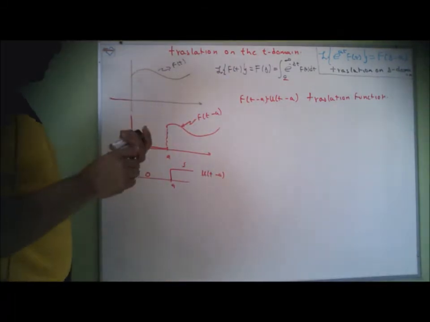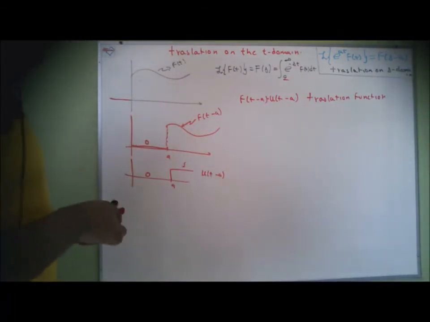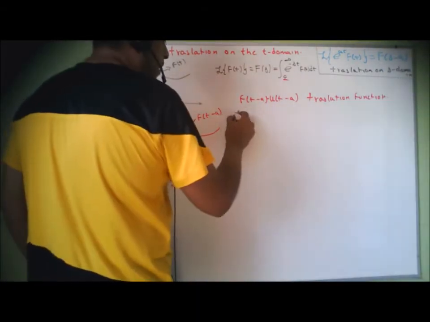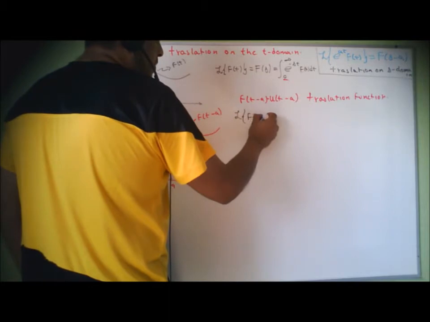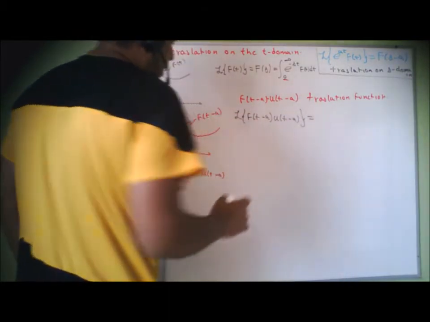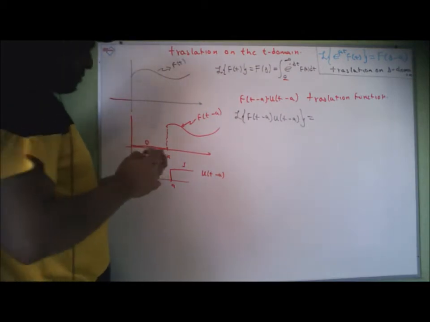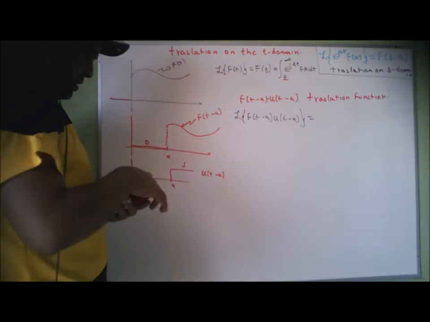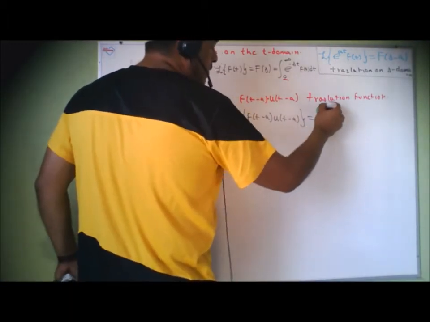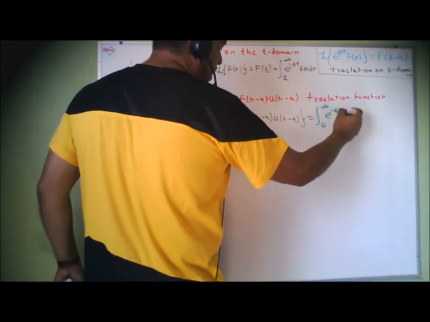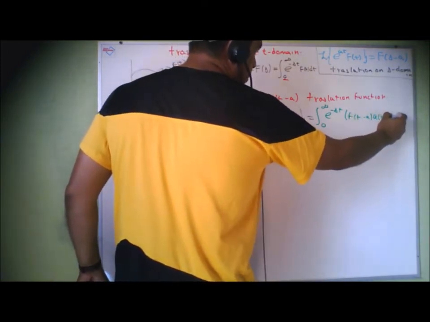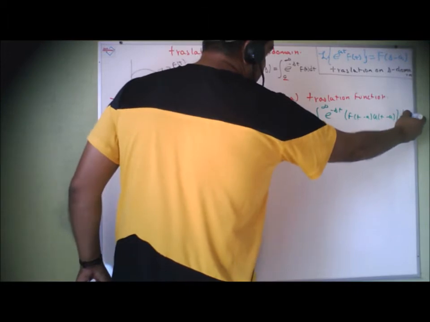Okay, so what we have to do right now is to find the Laplace transform of this function, the Laplace transform of f of t minus a, u of t minus a. Let's do it by definition. The definition here is the integral from 0 to infinity, of the exponential minus st, and then f of t minus a, u of t minus a, differential of t.